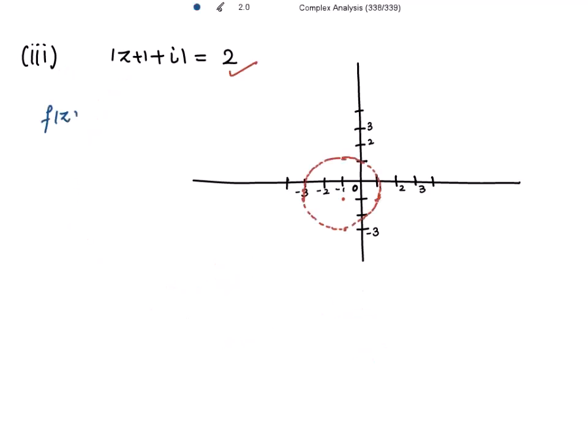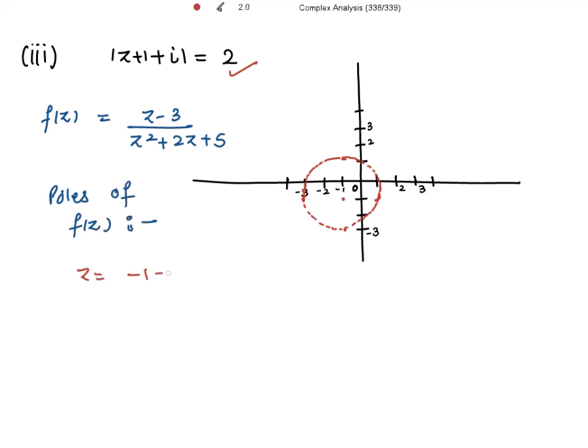Now we are having the function f(z) to be equal to z minus 3 divided by z square plus 2z plus 5, and it is having the poles z equal to -1 plus 2 iota and -1 minus 2 iota, right? So which of these two poles lies inside the circle? It is having the coordinates (-1, 2). It is having the coordinates (-1, -2). Let me check this point. x is -1, y is 2 over here, so it is outside the circle. So it is not lying inside the circle.